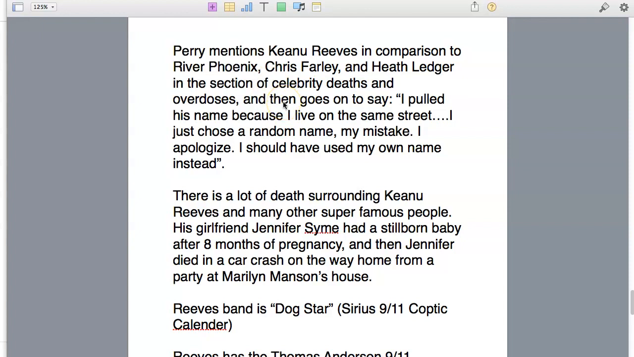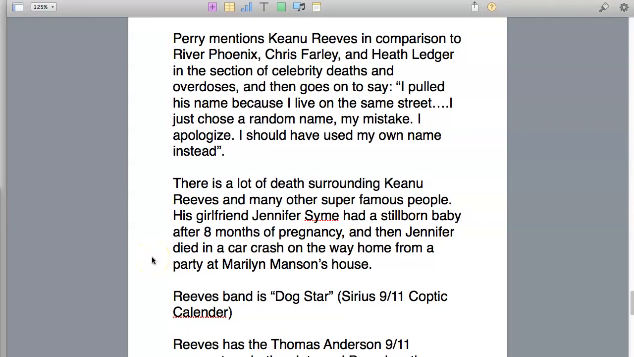Incidentally, there's a lot of deaths surrounding Keanu Reeves and many other super famous people. Going back to the whole sacrifice thing and what they do to get where they are and the deals that they make, Keanu Reeves' girlfriend, Jennifer Syme, had a stillborn baby after 8 months of pregnancy, and then Jennifer died in a car crash on the way home from a party at Marilyn Manson's house, which kind of gives you an idea of who these people are all hanging around with, in spite of how they portray themselves in the public, right? It's all one big club on that level, and they all interact with each other.